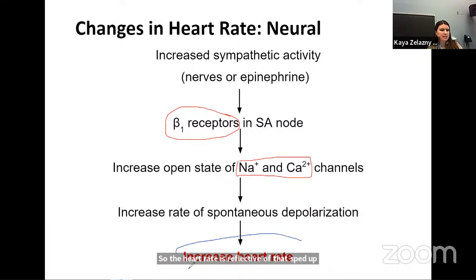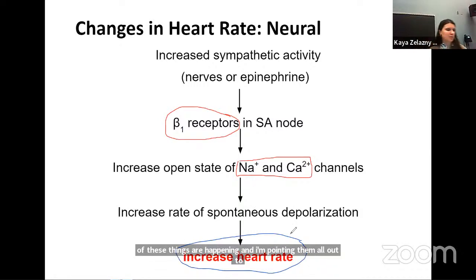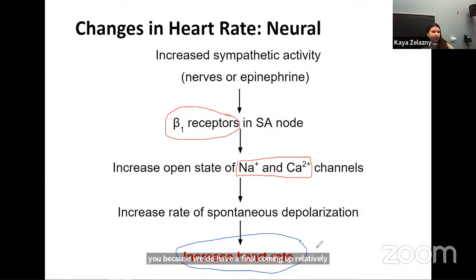So that's kind of linking together all the concepts, all the units that we've been through in A&P 1, right? Up until the end of class, now we can really fully understand why all of these things are happening. And I'm pointing them all out to you because we do have a final coming up relatively soon. So we want to remember these words, even though we're doing our Unit 4 exam first.